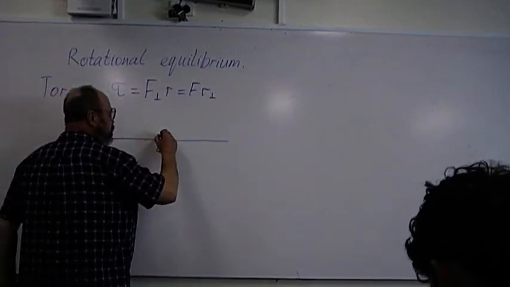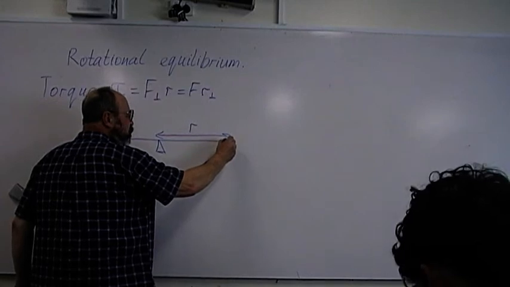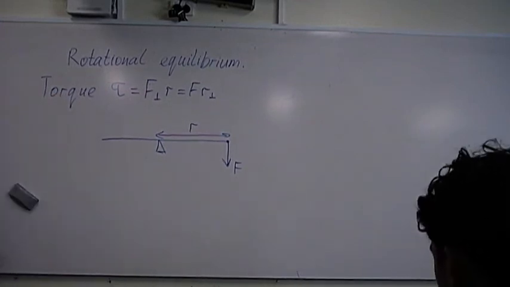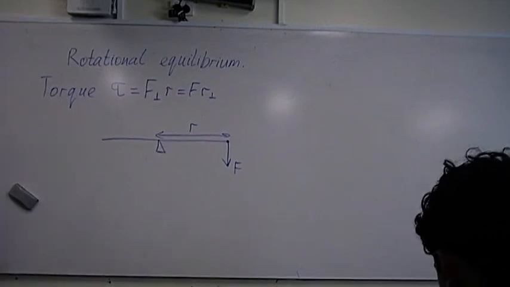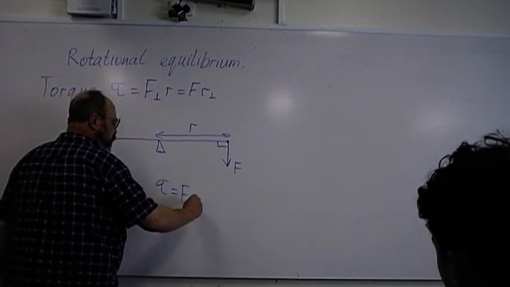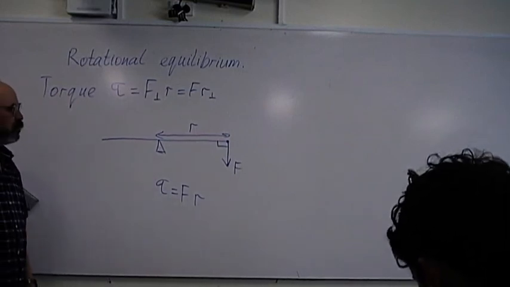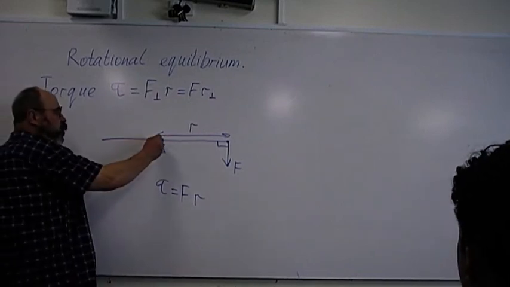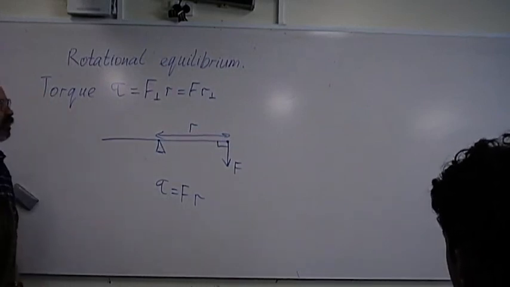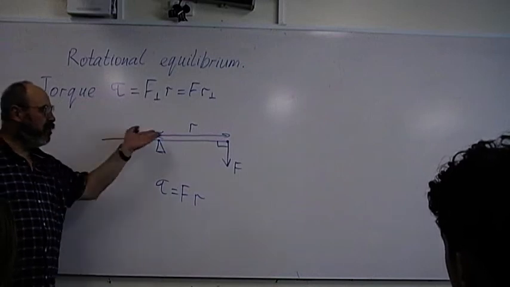Let's say this distance is R, and at that distance we have a force applied vertically down. In this case the force is at a right angle to the lever arm, and torque will be just force times lever arm: the force times the distance from the pivotal point, the point around which rotation can happen. In which direction will this force try to rotate this beam?